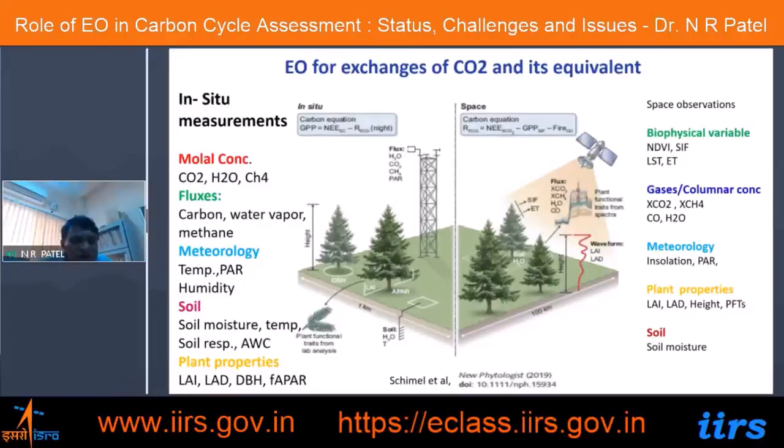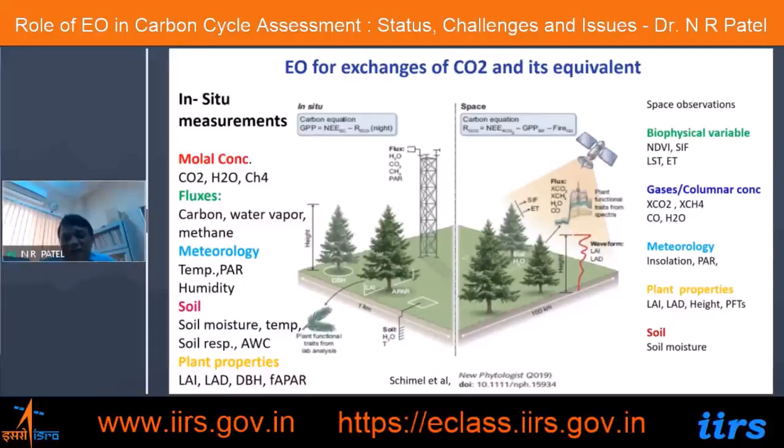Now here you see fluxes; you can monitor CO2, H2O, methane with the tower. Then meteorology: you can monitor with slow response sensors, temperature, pressure and humidity. Soil moisture sensors are also there: soil moisture, temperature, soil respiration systems, all are located within the tower observation site. You can monitor all those soil-related observations, and plant properties like leaf area index, the diameter at breast height, fraction of absorbed photosynthetically active radiation, all are the in situ measurements which are required for the fluxes.